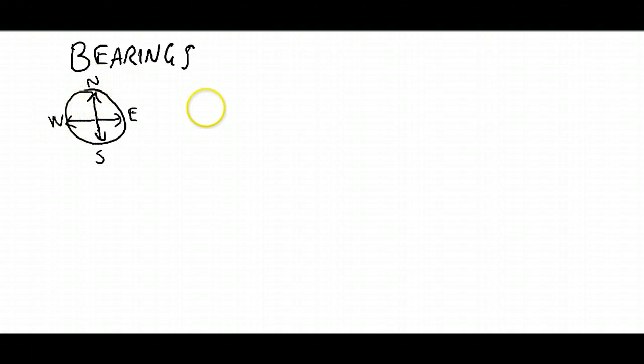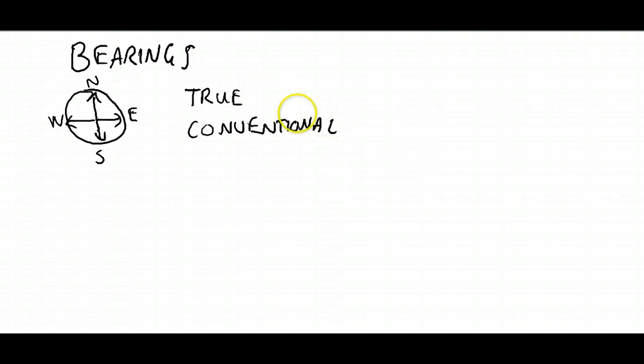Now there's two ways of expressing bearings. One is called the true bearing, and the other one is called the conventional bearing. Anytime you've got a true bearing, you can convert it into a conventional bearing, and vice versa. You can convert a conventional bearing into a true bearing. Let's look at true bearings.